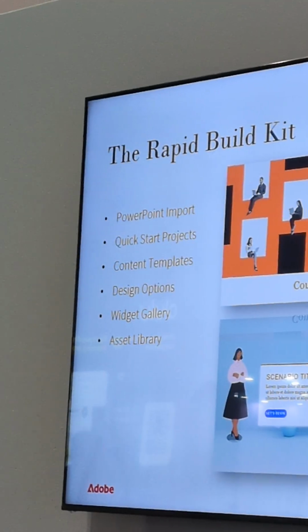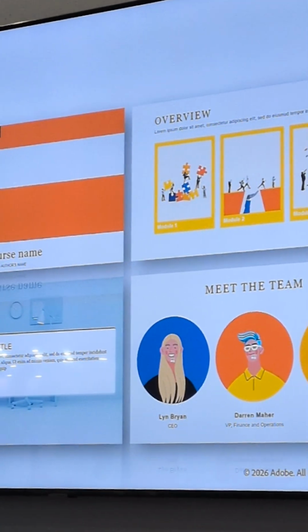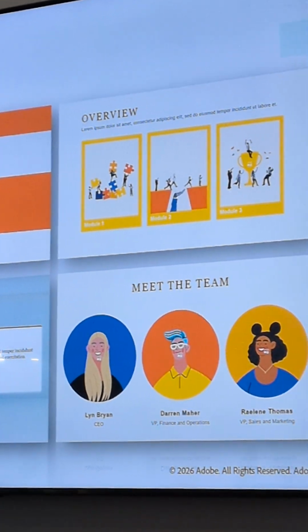So let's begin with the first option, which is the rapid build kit. What does Captivate have that will help you create your courses quickly and easily? We have a PowerPoint import option. This has been the most popular feature among our users, and it was requested when we didn't have it in the new product yet. You have PowerPoints created by your subject matter experts, and you want to quickly bring that in and get a head start on your development.